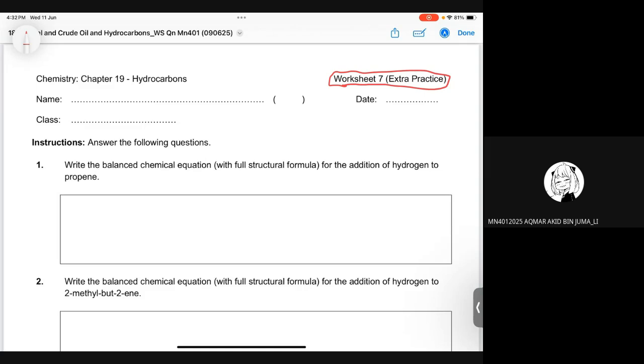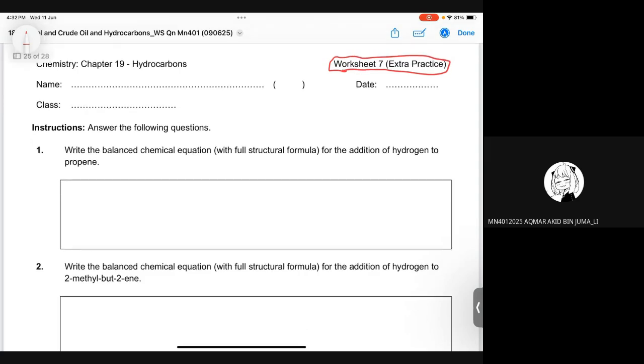Okay, so today the focus will be going through this worksheet 7 extra practice and then worksheet 8. That will be for today's lesson. Okay, let's start. First one: write a balanced chemical equation with full structural formula. This means that all bonds must be drawn in your structural formula.